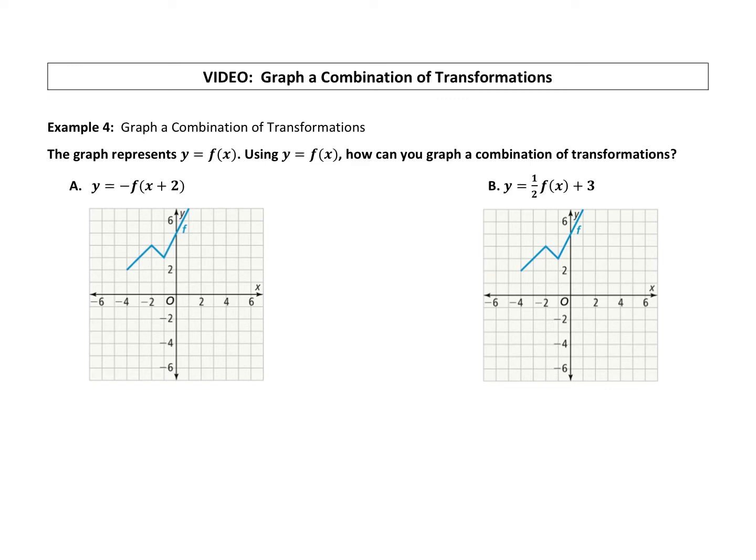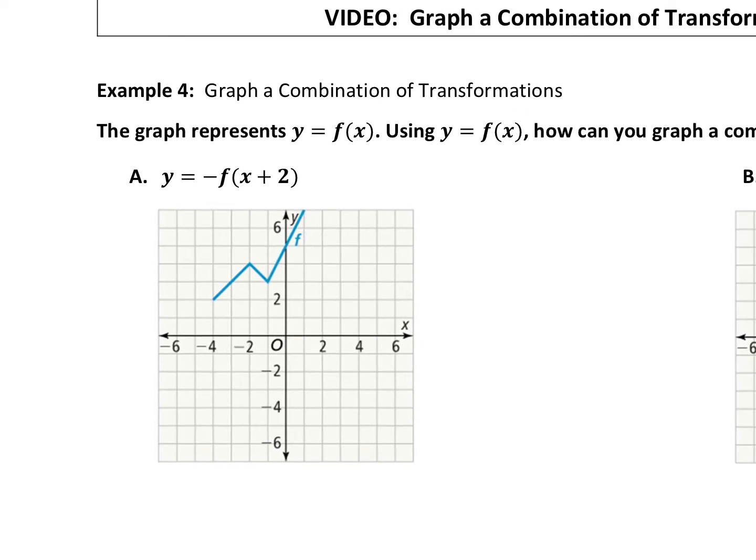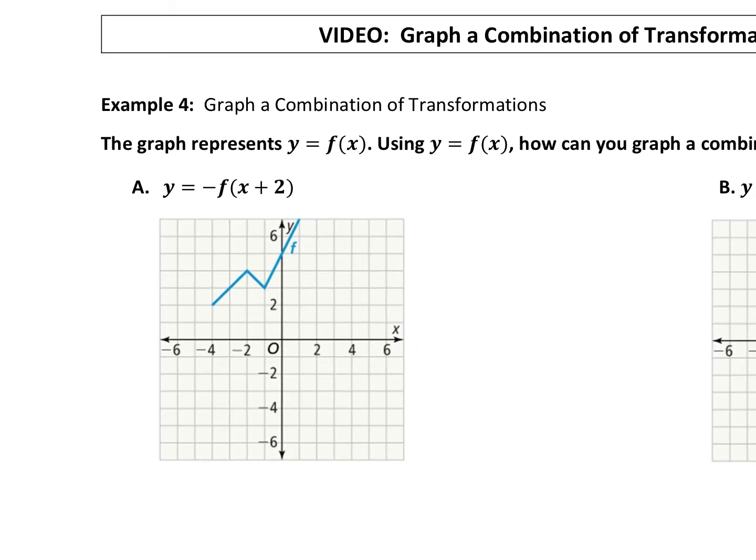Okay, so now that we kind of understand what the numbers mean with our functions, we can do some combinations of transformations. So our first example here, we have a function f of x, and they gave us a couple of transformations, and let's graph our new function.